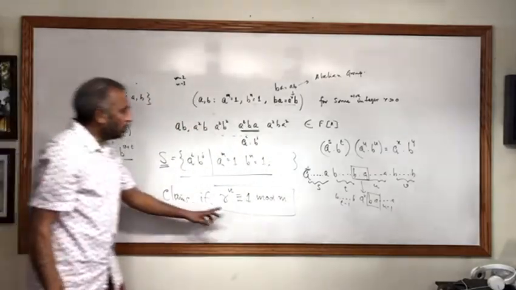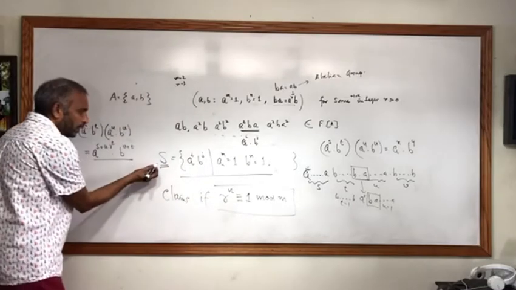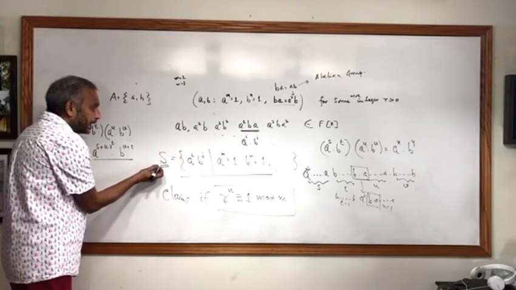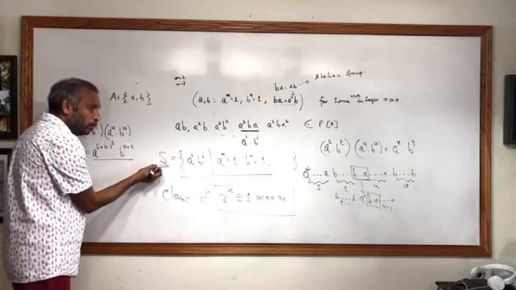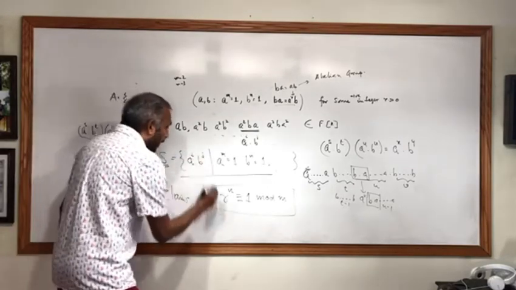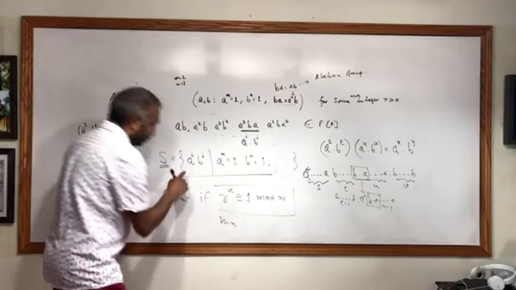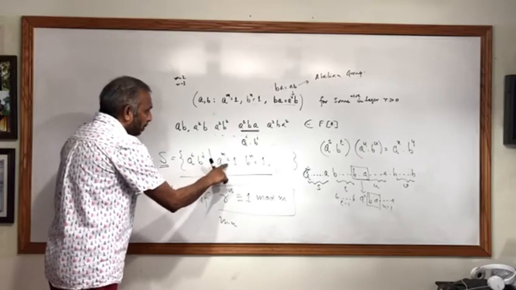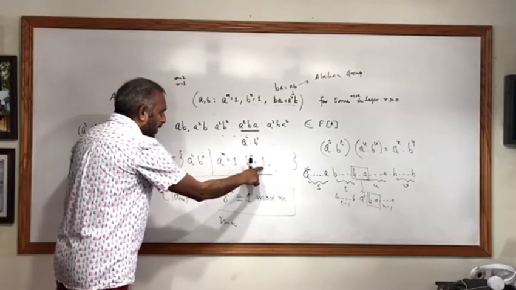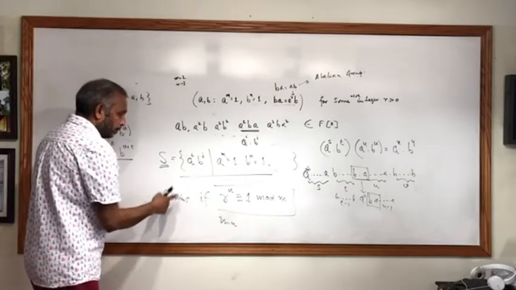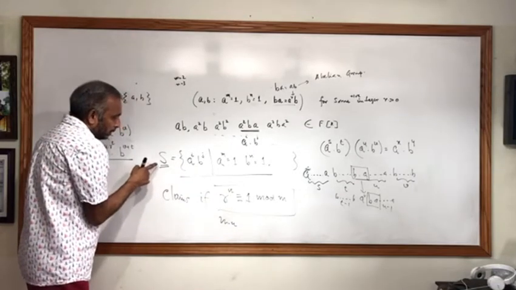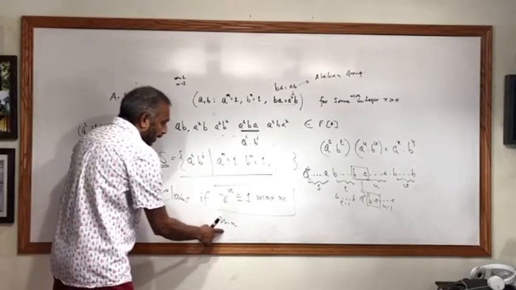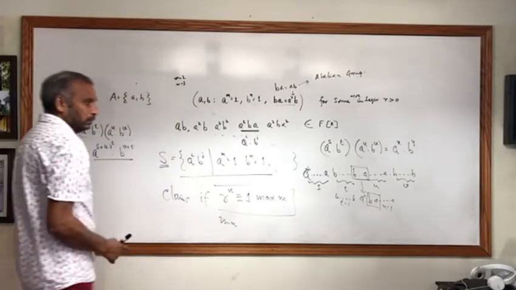If this is true, then only S will become a group. So we are deriving a finite group of order mn, because if a to the power of m is equal to 1 and b to the power of n is equal to 1, then we'll have mn elements here. So S will become a group of order mn.